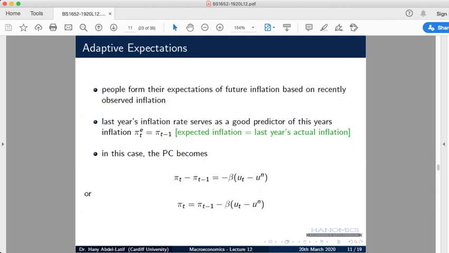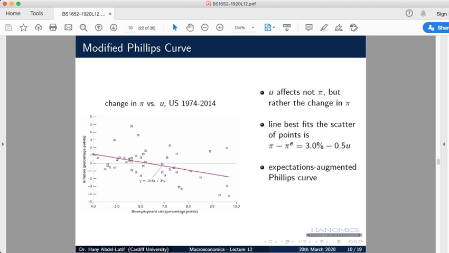So now this is very important, because this is one point I wanted to cover in this section when we start talking about expectations. I wanted to show you how bringing expectations into the picture helps give us more insight into the original Phillips curve and how it worked.